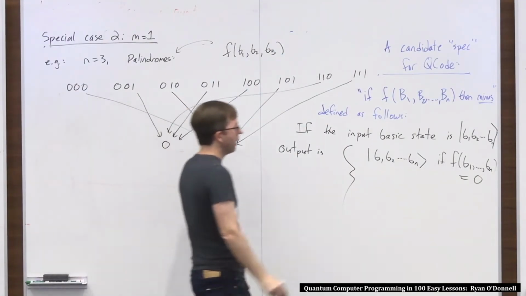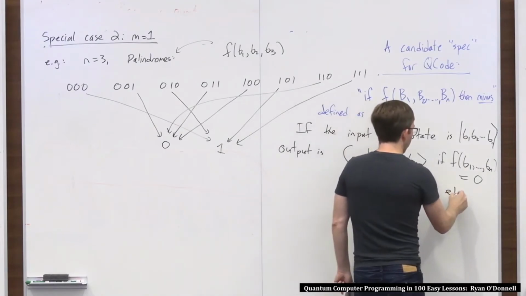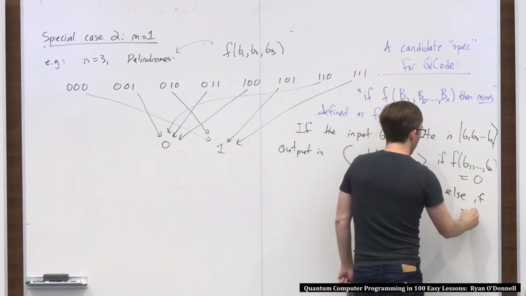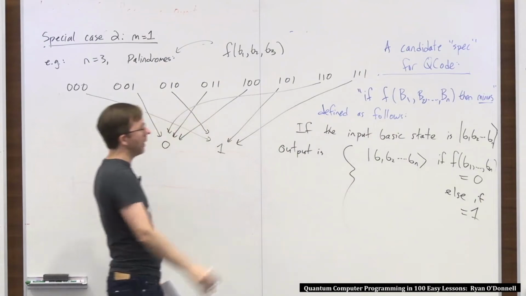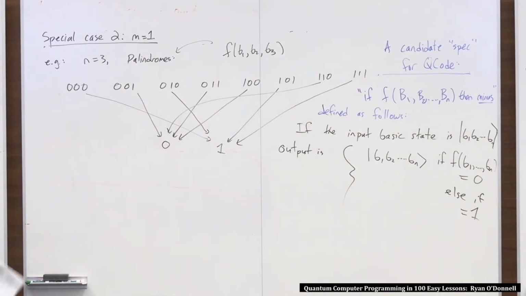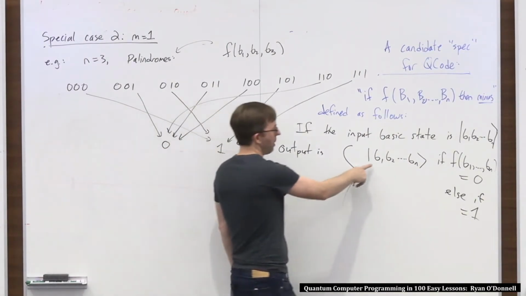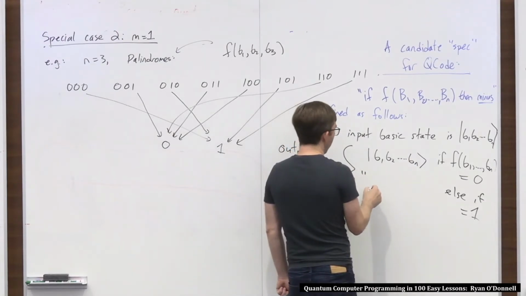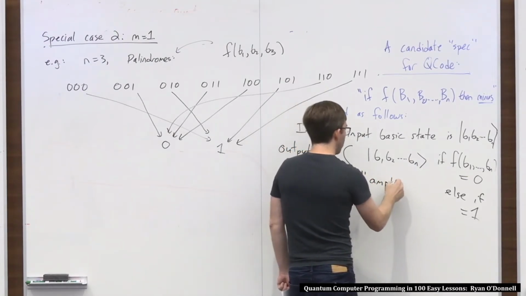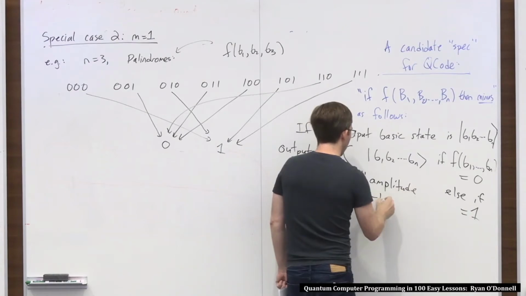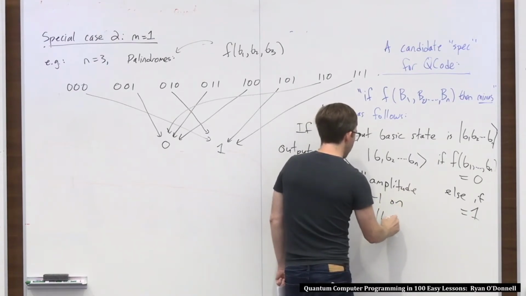On the other hand, else, if it equals 1, like if the correct answer for B1 through Bn, according to f, is 1, then you pretty much return this basic state, but you put amplitude minus 1 on it. Amplitude negative 1 on this basic state.